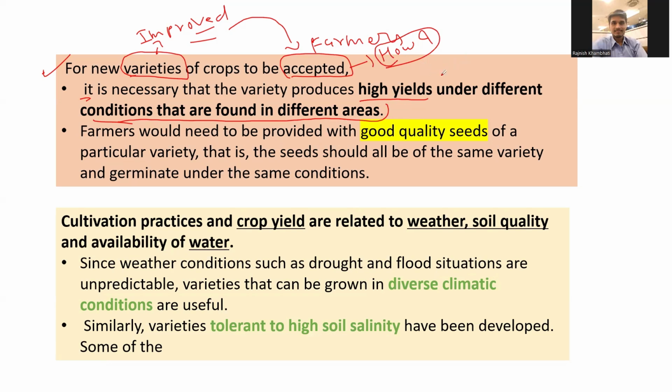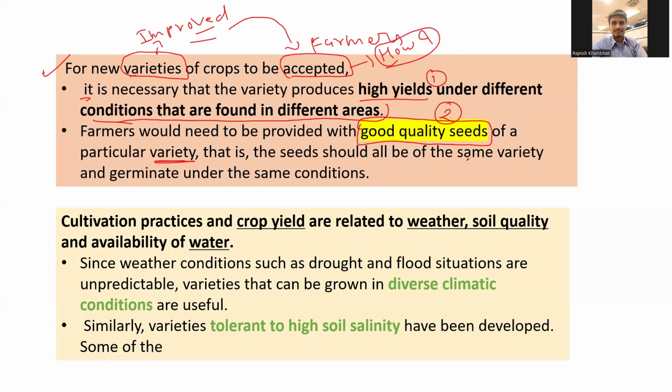And the second thing, what is the second thing? The second thing is the farmer should be provided with good quality seeds. Now farmers want to accept it, and how can they accept if they are not provided with good quality seeds? So it should give high yield is the first point, and the second point is that you have to provide good quality seeds to the farmer for the particular variety. For example, mango, rice, etc. Whatever crop variety you have improved.